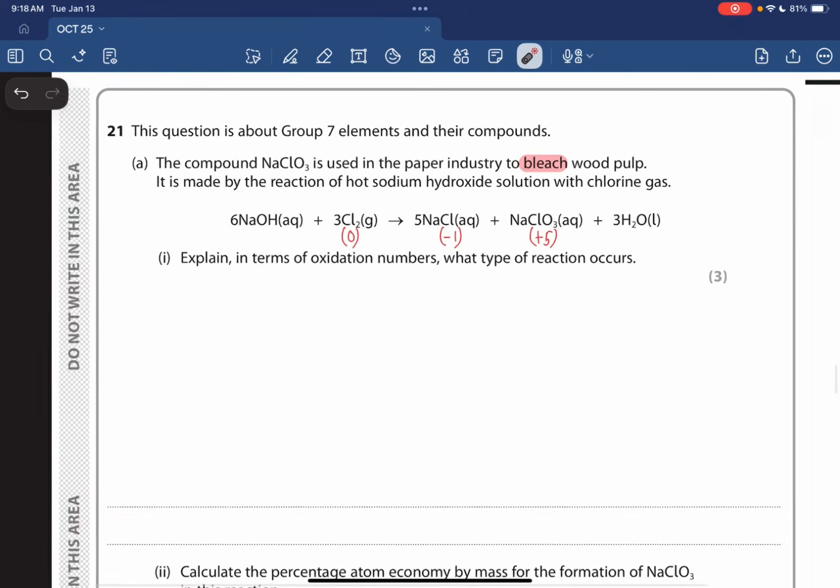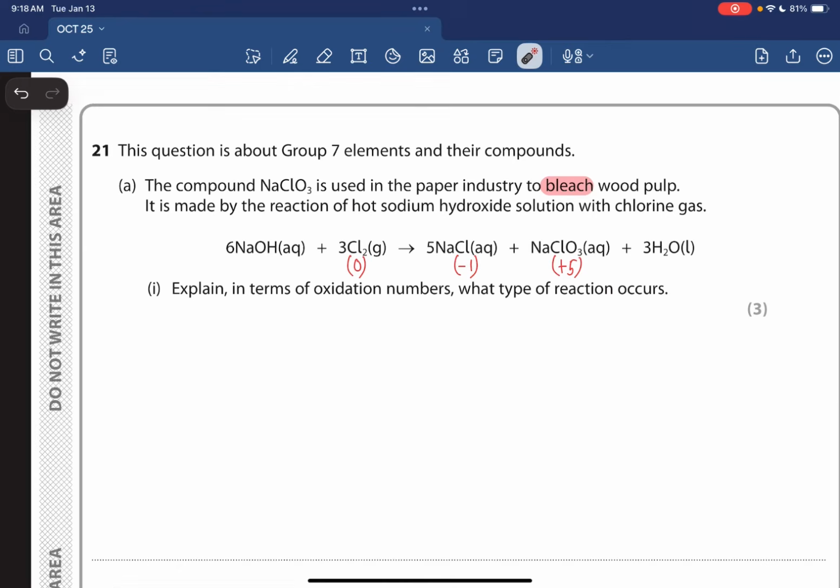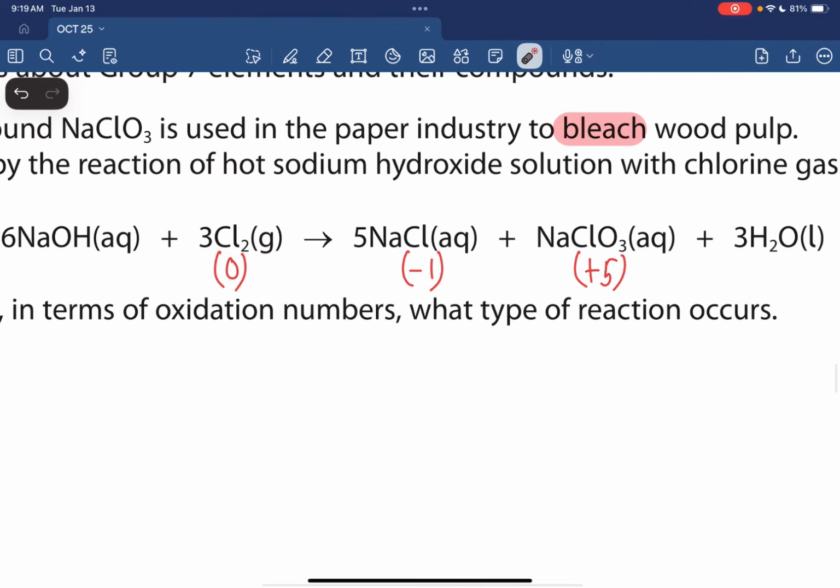Question 21. This question is about group 7 elements and their compounds. The compound NaClO3 is used in paper to bleach wood pulp. It is made by the reaction of hot sodium hydroxide solution with chlorine gas. Explain, in terms of oxidation number, what type of reaction this is.